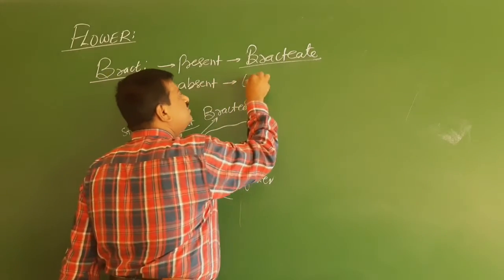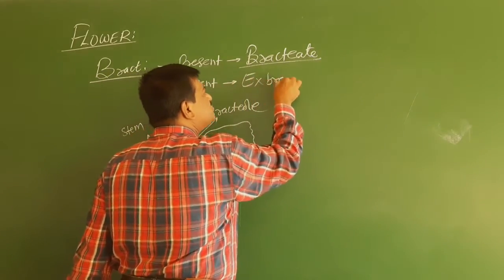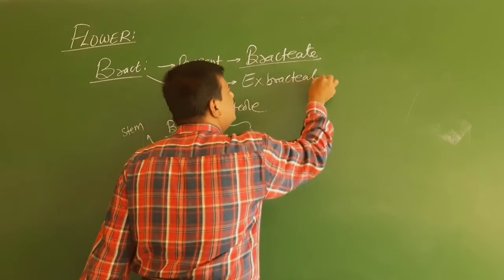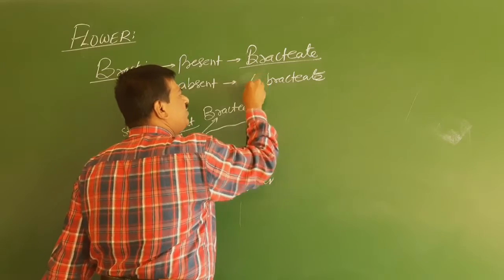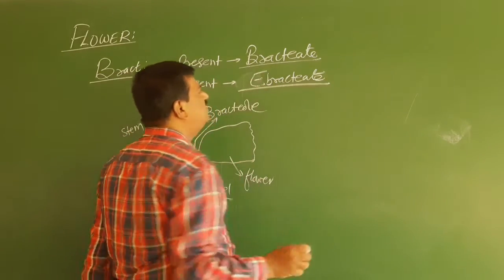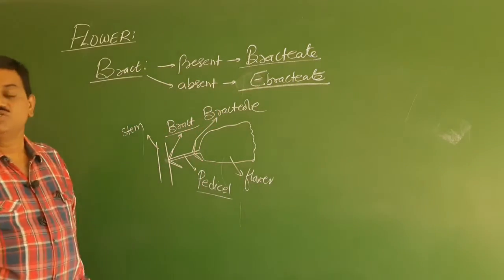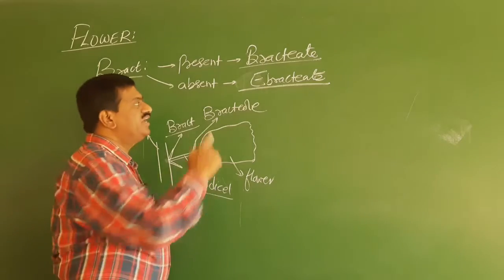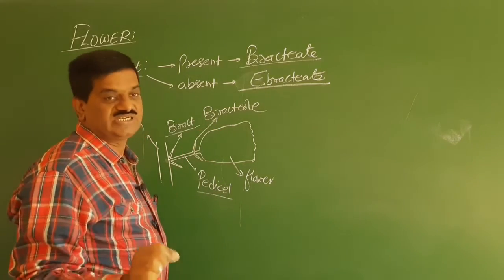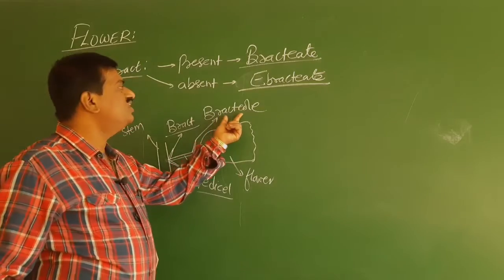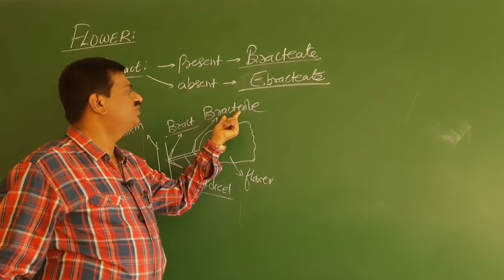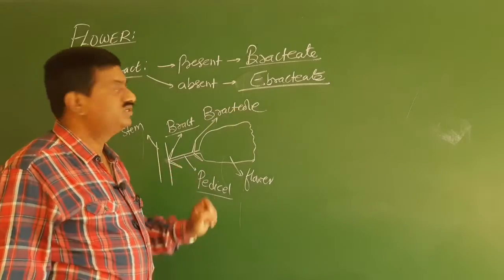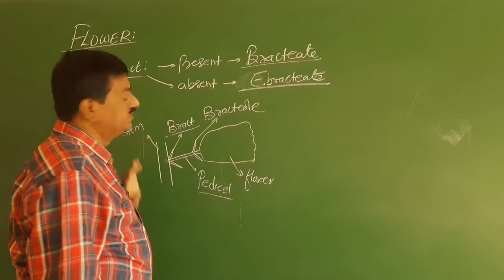we use the word exbracteate, or we use the word ebracteate. So the word ebracteate indicates that the bract is absent. In the same way, if a bracteole is present, it is bracteolate. If the bracteole is absent, we use the word ebracteolate. So these words are to be remembered.